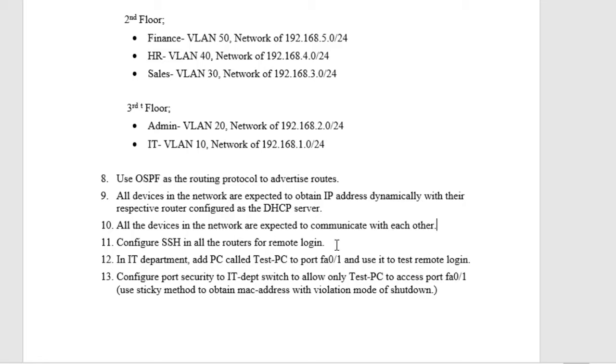What configuration is remaining? So let's just go back here, the VLANs. I'll go to these switches and configure VLANs. For example, on the first floor, we have three departments. Each department has a different VLAN. So I'll click on the switch, CLI.